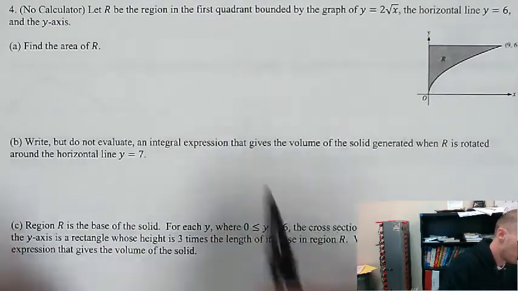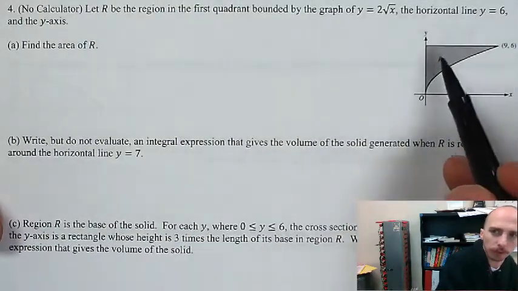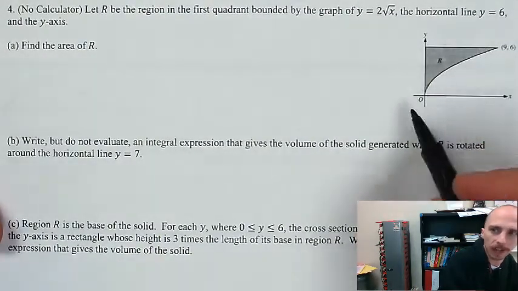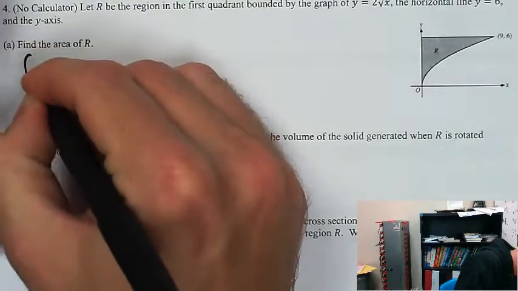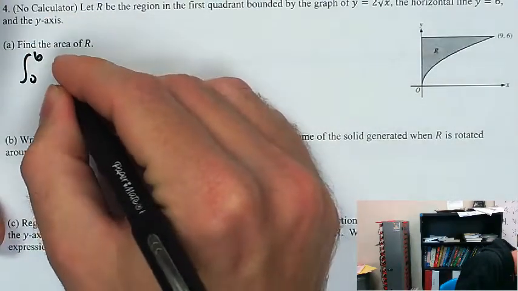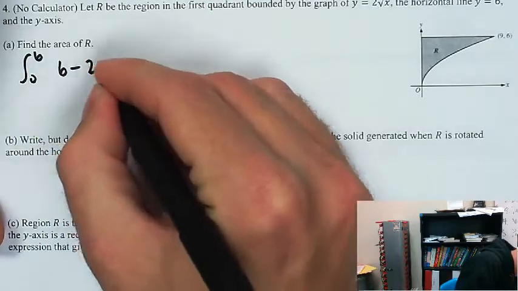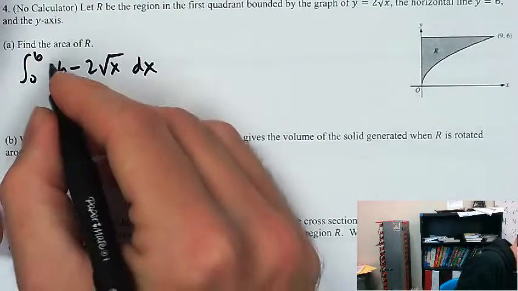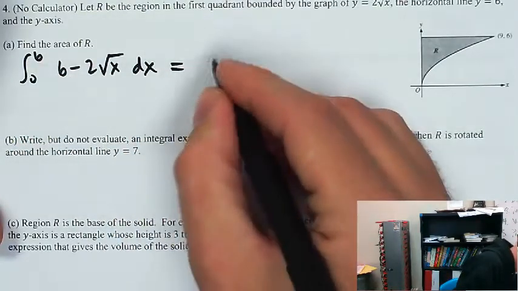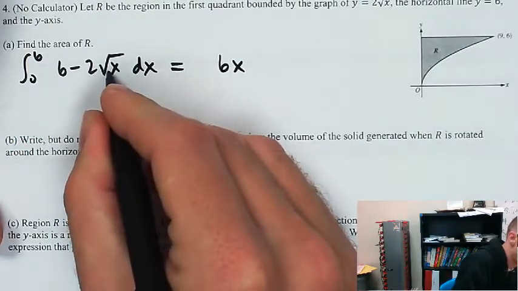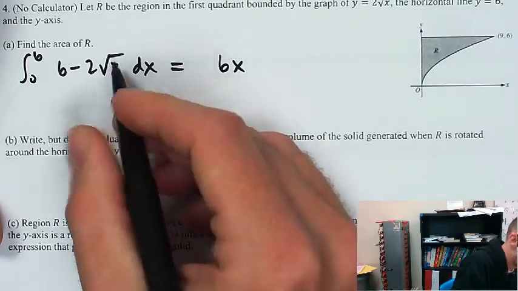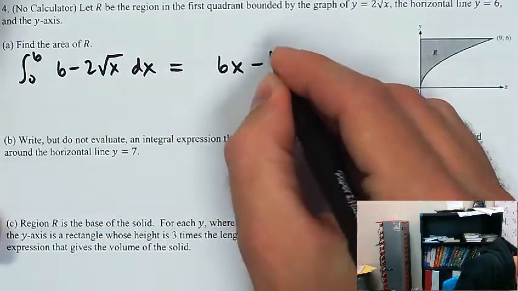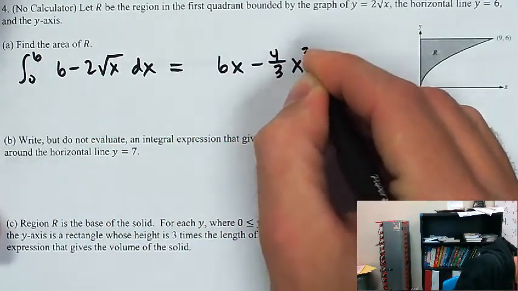Okay, so we're going to find the area of R. That shouldn't be too painful. We're just going to do y equals 6 minus y equals 2 root x. X runs from 0 to 6. So 6 minus 2 square root of x dx. Okay, and maybe I'll do this one. That's 2x to the 1/2. So the antiderivative of x to the 1/2 is going to be 2/3 x to the 3/2. So this will be minus 4/3 x to the 3/2.